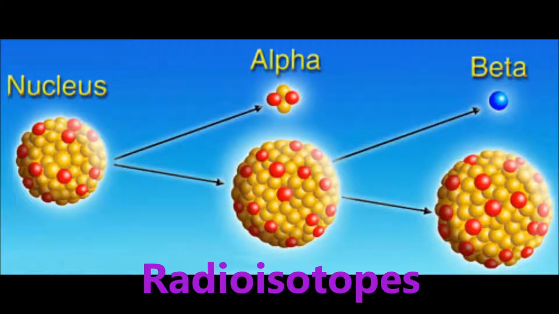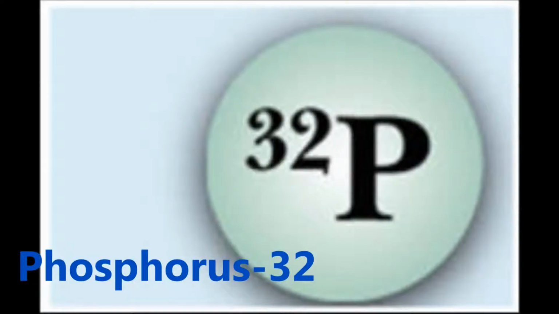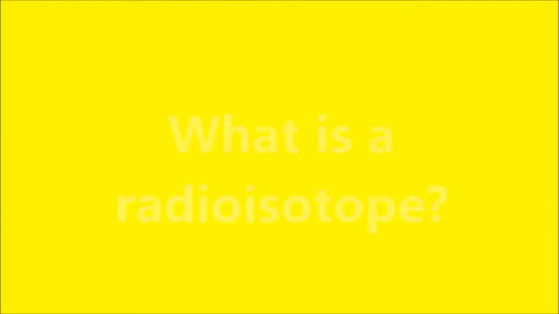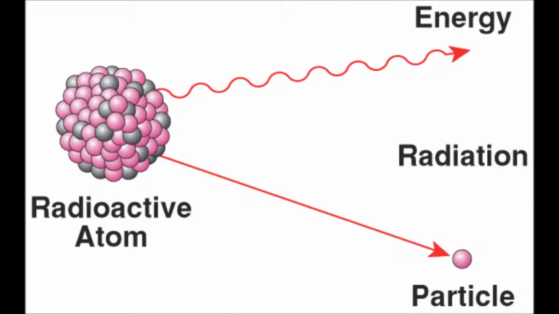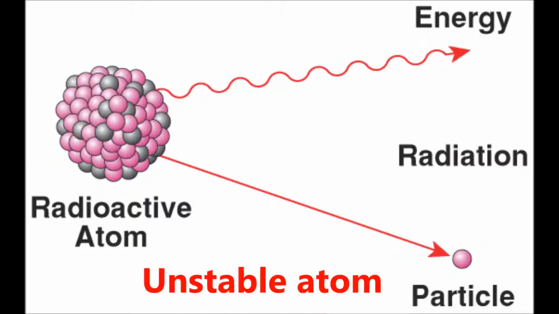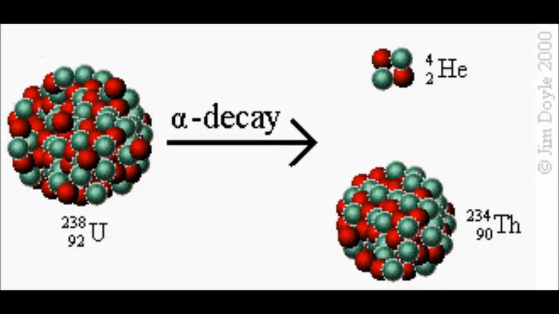Today we'll be talking about radioisotopes, and the specific one that will be spoken about is phosphorus 32. First of all, before we start talking about phosphorus 32, let's get to know what a radioisotope is. A radioisotope is an atom where the nucleus decays, giving off energy and particles. This is known as an unstable atom. When the decay leads to change in the number of protons, the element changes and becomes a different one.